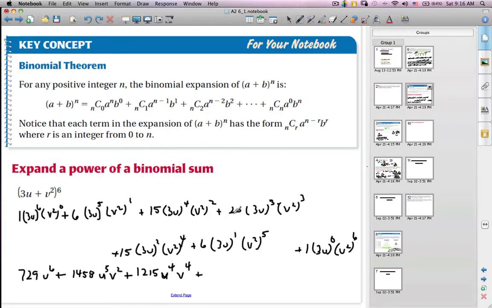Okay, now I'm moving on to this one. I'm going to take 3u to the 3rd power. Well, 3 to the 3rd power is 27, times 2 is 54, and then times 10 would be 540. So 540, u is going to be cubed, and v squared to the 3rd power is v to the 6th power. And then 3 squared is 9. 9 times 15 is 135. u squared. And I have v squared to the 4th power. That's v to the 8th.